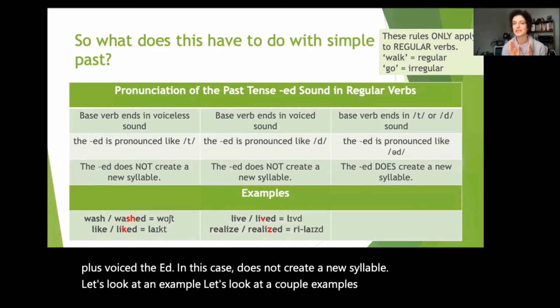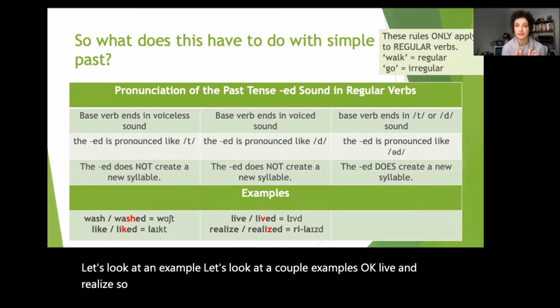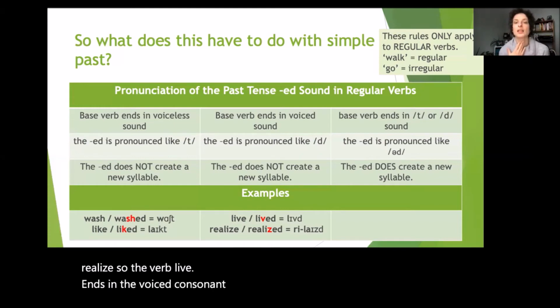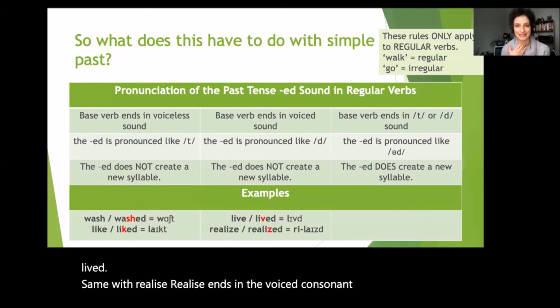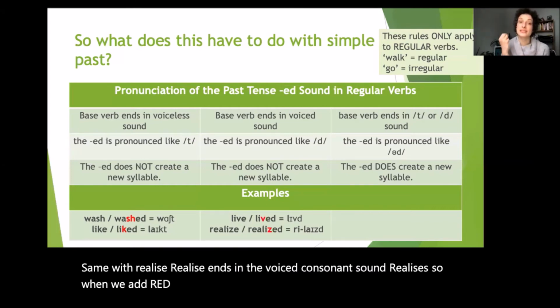Live and realize. So the verb live ends in the voiced consonant sound V, live. So the ED sounds like a D, lived. Same with realize. Realize ends in the voiced consonant sound Z, realize. So when we add our ED, we add the D sound, realized.